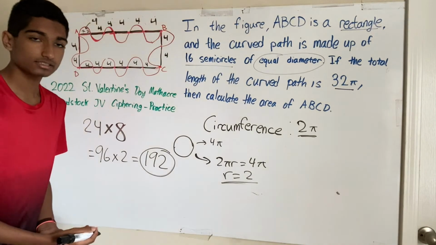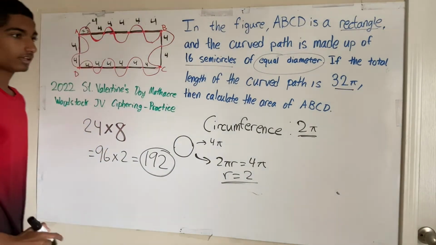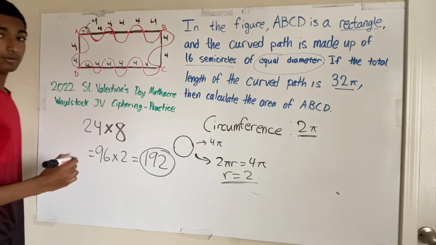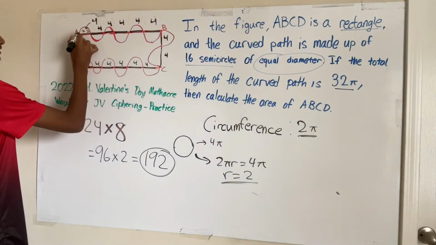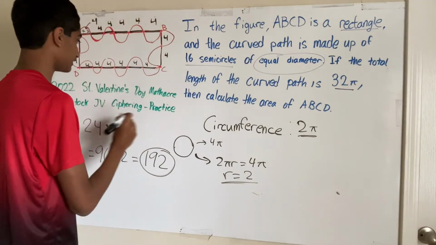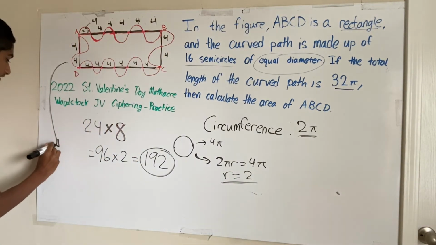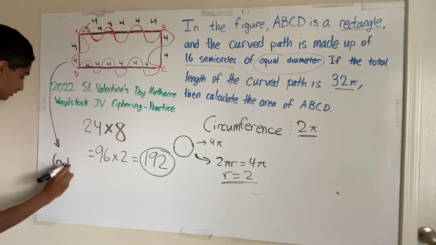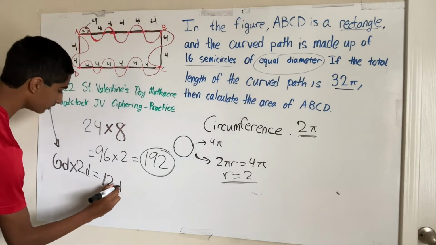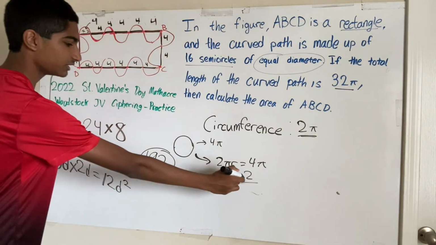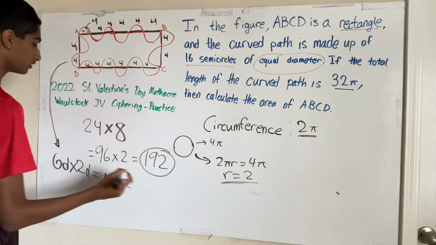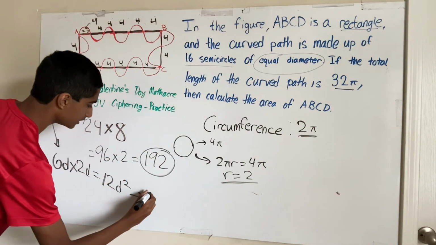Now looking back at this, there's actually a faster way to do this. Instead of labeling each of the diameters as 4, what we could have done is label it as 6 diameters by 2 diameters, and we would mark that as 6d times 2d. And then that's 12d squared. And then we just plug in d from here. So d is 4, and that would just be 12 times 16.